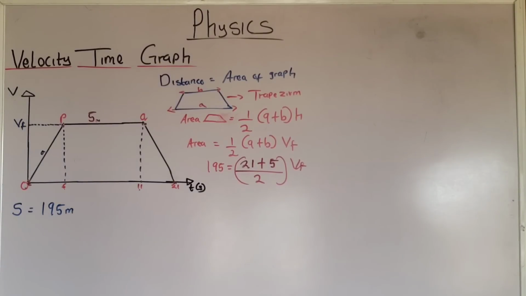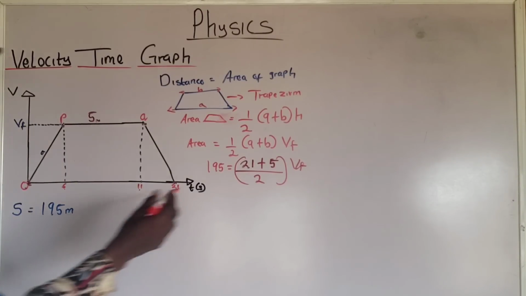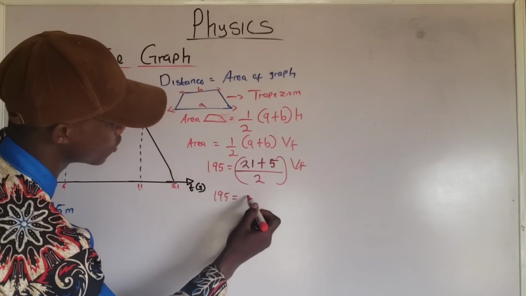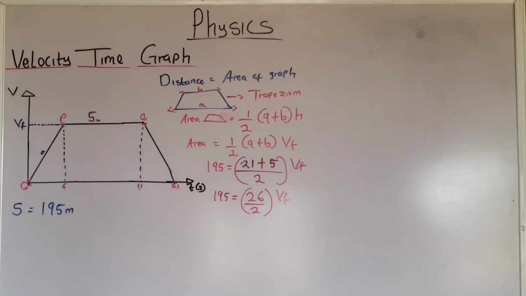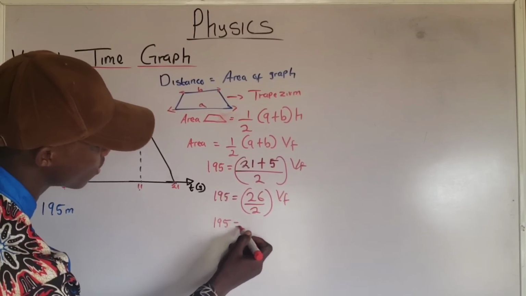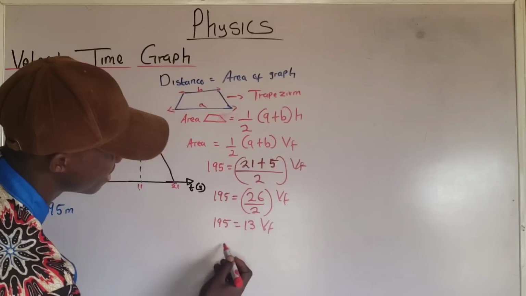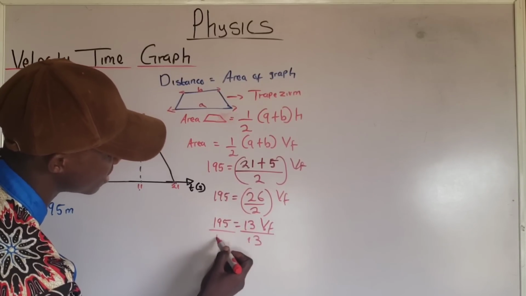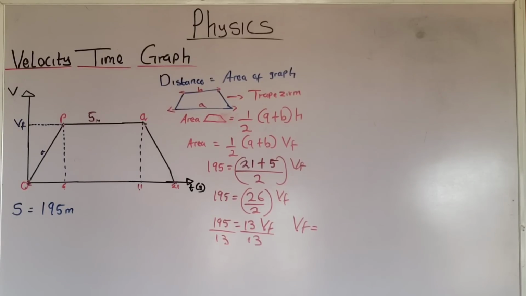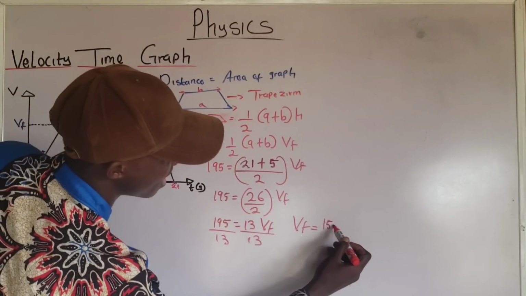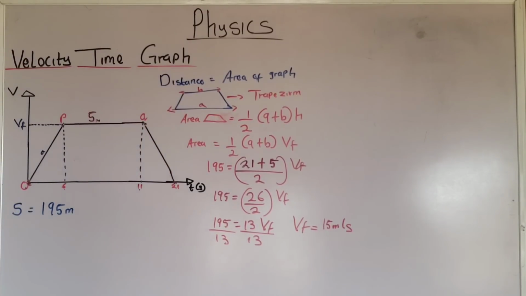If you didn't understand, listen to the explanation again, okay? Now, here we have 195 is equals to 26 all over 2 multiplied by final velocity. I'm very sure you understand what I'm doing, okay? Now, 26 divided by 2 will give us 13. So I'm going to have 195 is equals to 13 multiplied by final velocity. So divide by 13 to get the final velocity. So the final velocity is equals to 195 divided by 13. That will give us 15, okay? That means 15 meter per second because velocity is measured in meter per second.